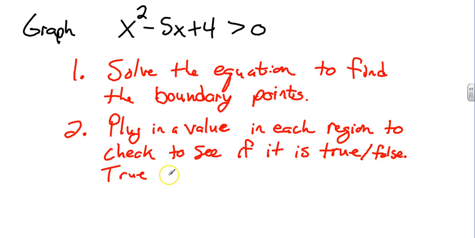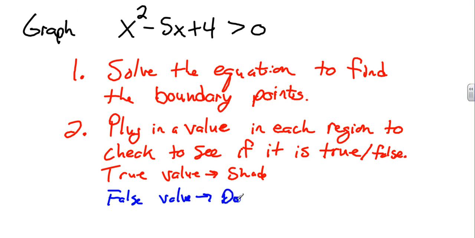And if it's a true value, you shade that region. If it gives you a false value, you don't shade it.